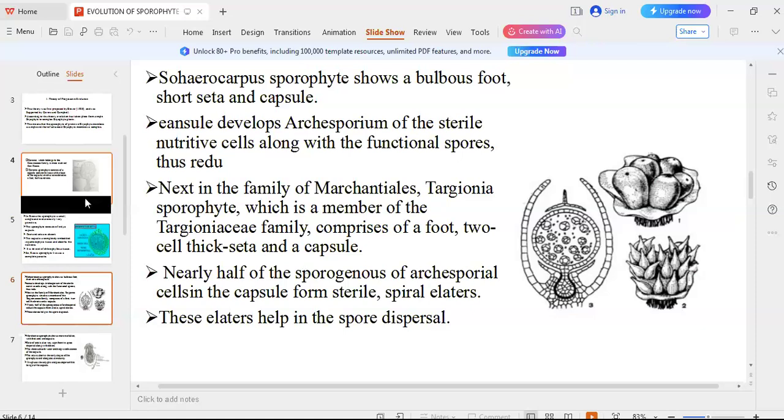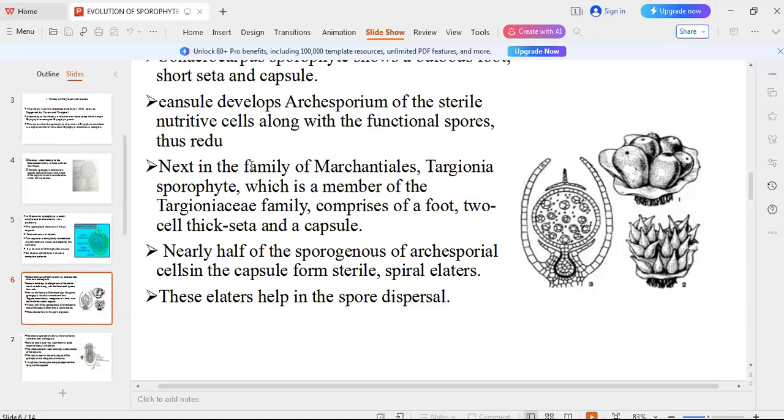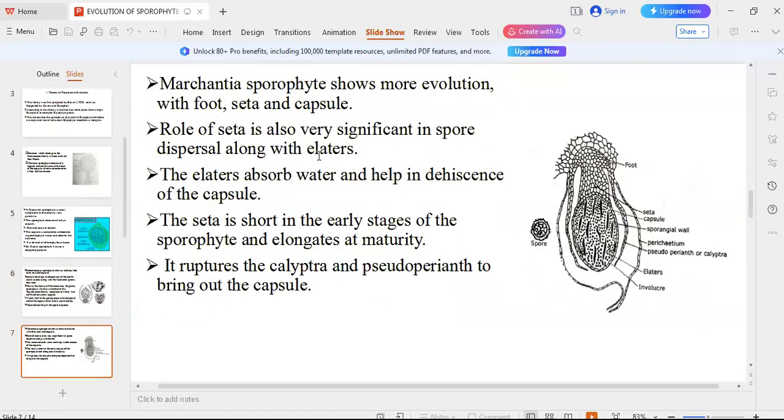Okay. Next one is the Spirocarpus. This Spirocarpus sporophyte shows a bulbous foot and a short seta and capsule. So this capsule develops the archesporium into sterile nutritive cells along with the functional spores in the capsule. So next family Marchantiales, and after that Targionia.